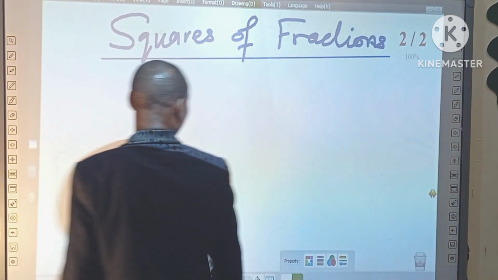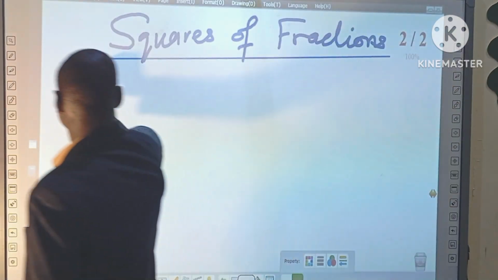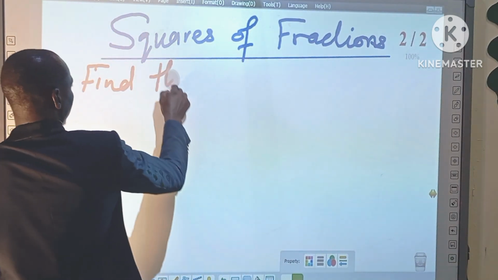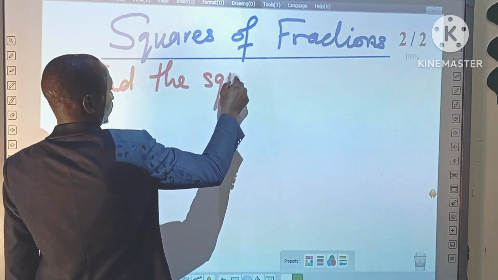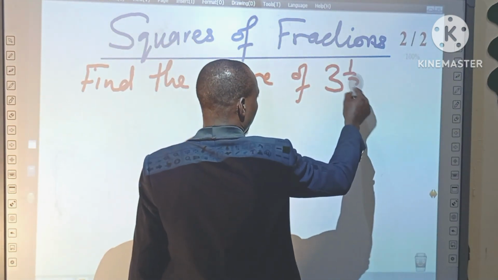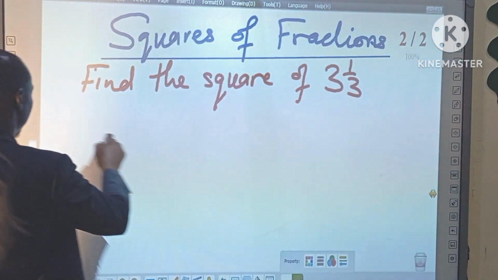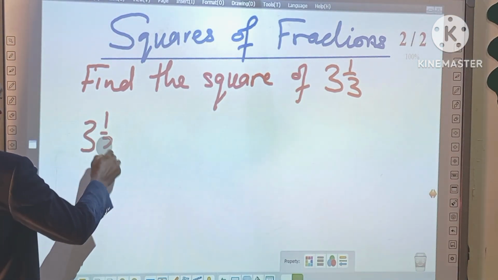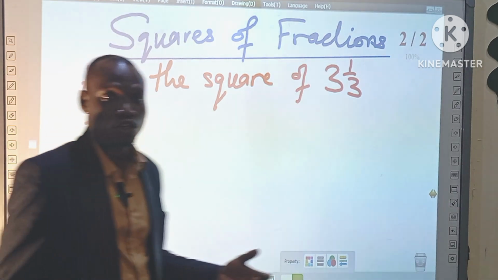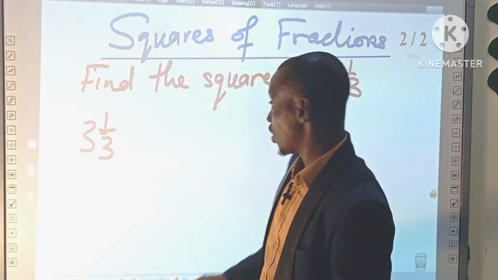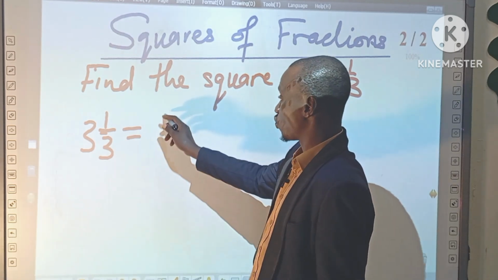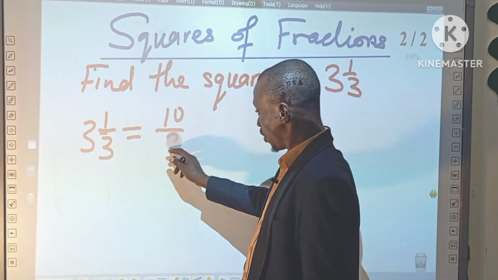Let's look at the first fraction for today. Find the square of 3 whole number 1 over 3. So what do I need to do? It is simply 3, 1 over 3. Now the first thing you must do is to convert this fraction to an improper fraction, which gives us 3 times 3, 9, plus 1, 10, all over 3.